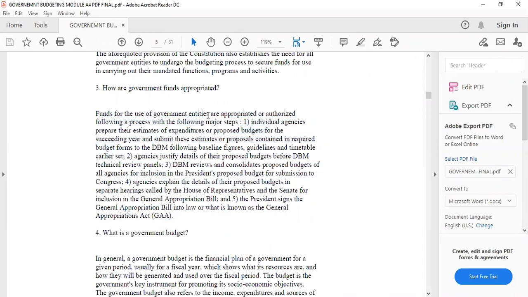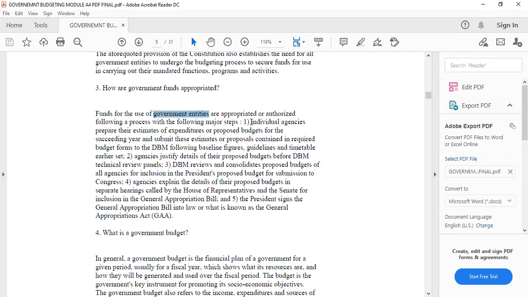When I say government entities, I mean all that comprises the government, or the corporations of the government, or the Republic of the Philippines, which is composed of several departments, including of course the school where you are enrolled, which is a government. So they are appropriated or authorized through the following process with the following major steps. There are only 5 major steps, but very important.